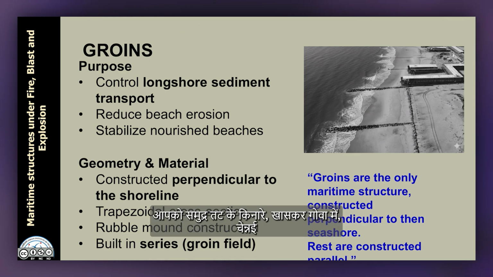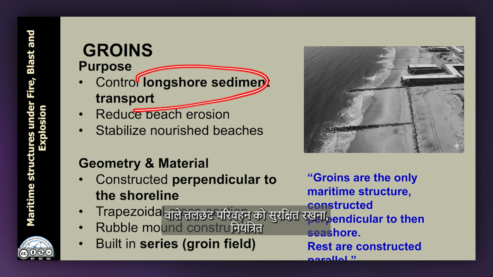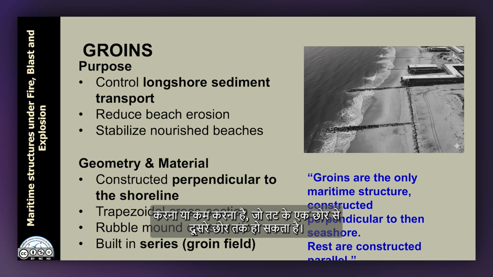You will find a lot of groins constructed along the coastline, especially in Goa, Marina Beach in Chennai, and Kerala beaches, to nourish the beaches and stabilize them from extensive sediment transport or soil erosion. So, the purpose of a groin is to control or minimize the long shore sediment transport which can happen along the coast from one end to another end. They are usually constructed perpendicular to the coastline. They have a trapezoidal cross section which is rubble mound construction.